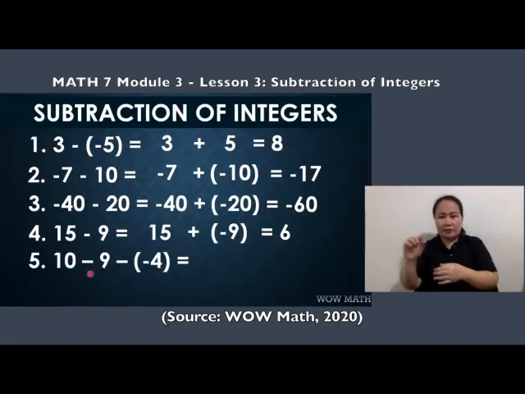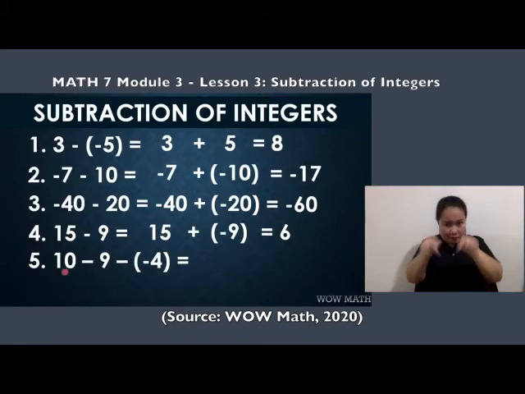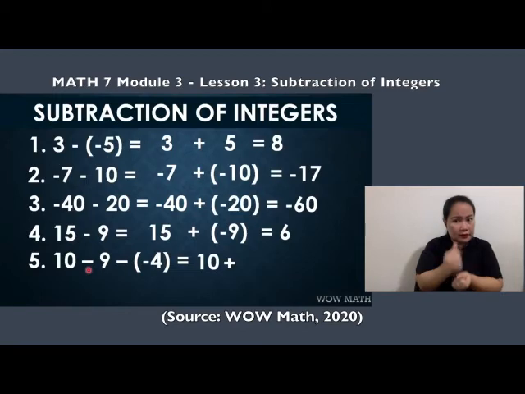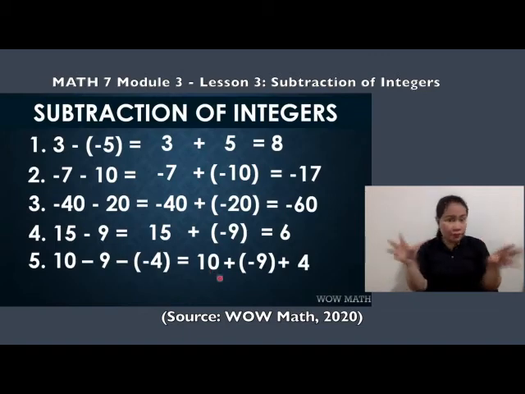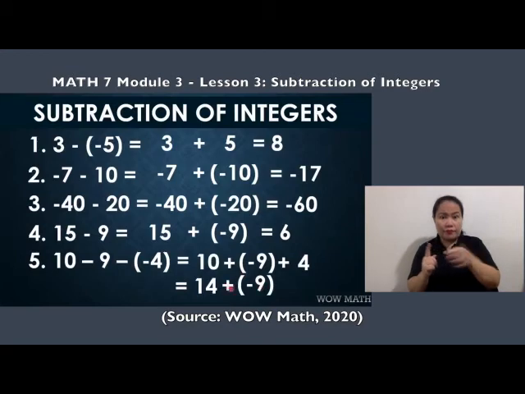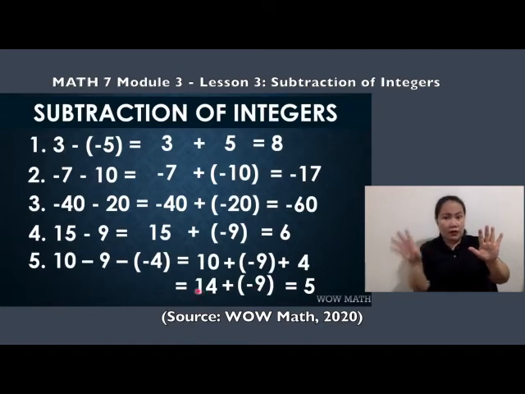Next, I have 10 minus 9 minus negative 4. So keep, and then minus, that will be change, and then positive, negative, change again, and then change again. So, magiging positive. So, let us combine similar signs or same signs. So, 10 and 4, that is 14, plus negative 9. So, different signs. So, 14 and 9, that is 5. Okay? And then, keep the sign of the bigger absolute value. So, mas mataas to. That's why this is positive.